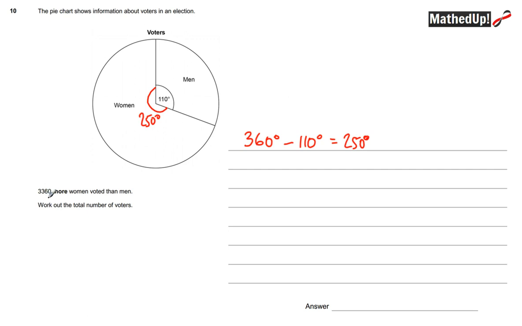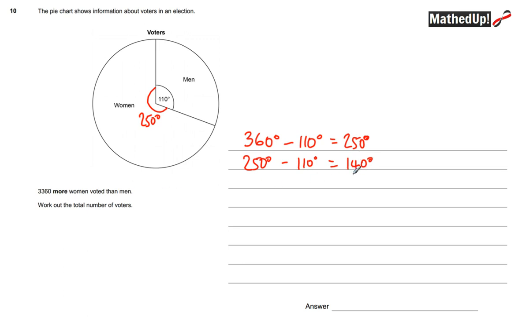Now we know that 3,360 more women voted than men, so I want to know how much more of the pie women got than men. Well, if men got 110 degrees, then women must have had 140 degrees more than the men. We'll work that out by doing 250 degrees take away 110 degrees, and that gives us 140 degrees. So that's how much of the pie that women had more than what the men had. Okay, so we know that 140 degrees must be worth 3,360 people.